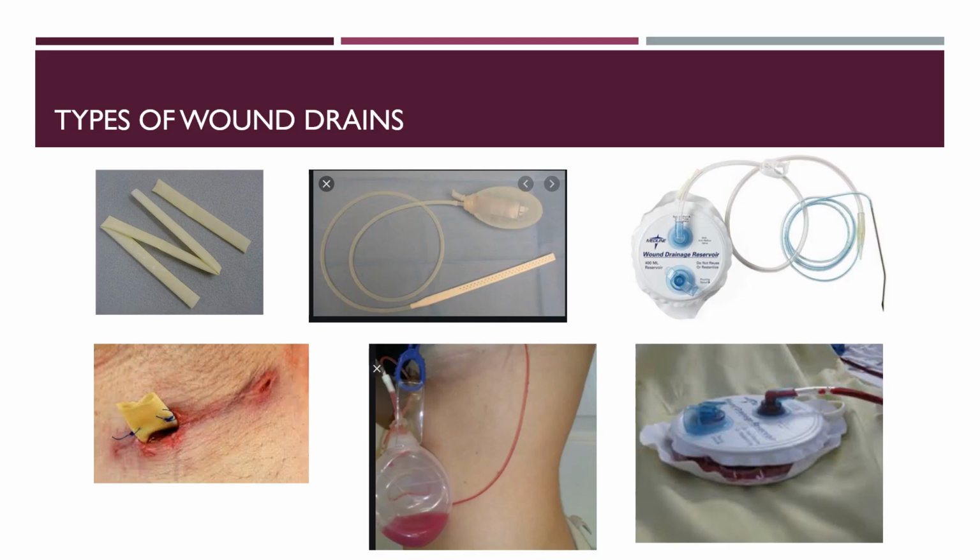Next is the types of the wound drain. Drain systems are used to remove drainage from wounds, which prevents infection and delayed wound healing. Here we will talk about the 3 main types of surgical drains based on the open and the closed system. First one is the Penrose drain.